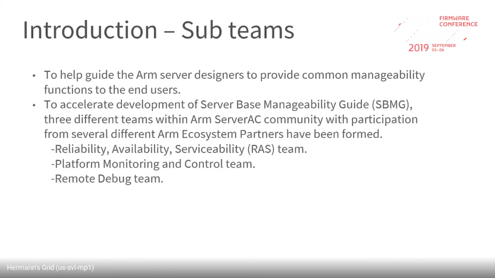So we want to accelerate the development of the specification. With that intention in mind, 3 different sub-teams were formed in conjunction with our partners. One was the reliability, availability, serviceability team, basically the RAS. Then the other one was the platform monitoring and control team. And the third one was the remote debug team. So these are the features which we plan to present a design proposal for soon to the OpenBMC.